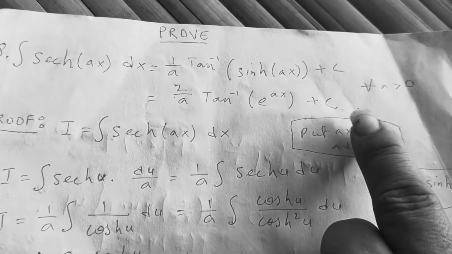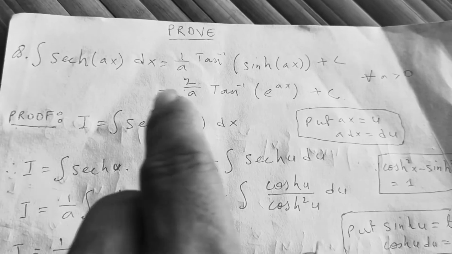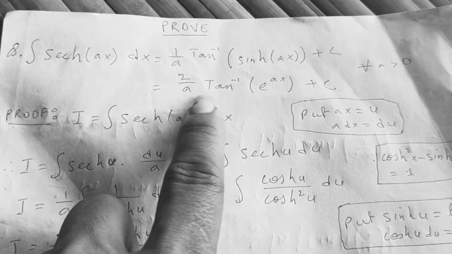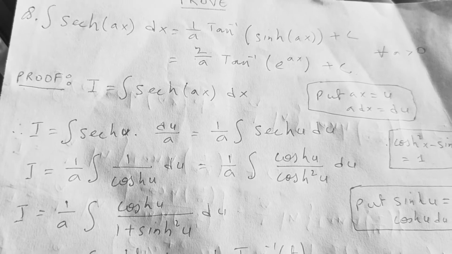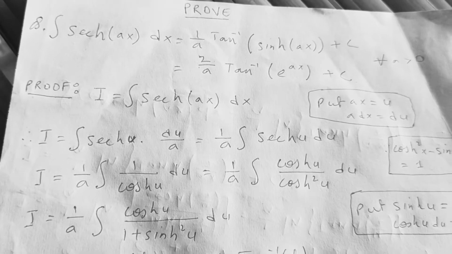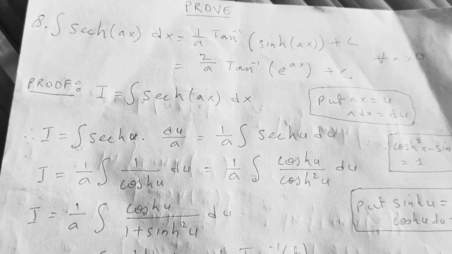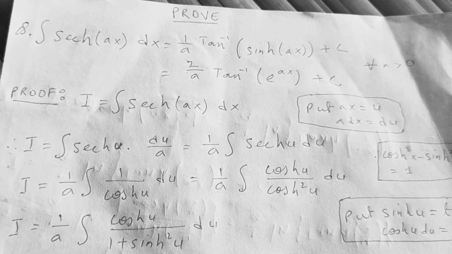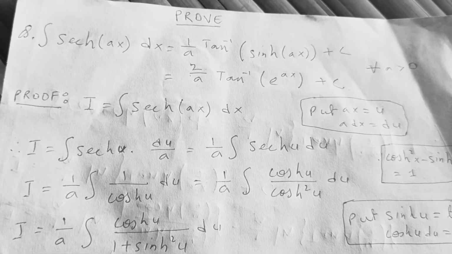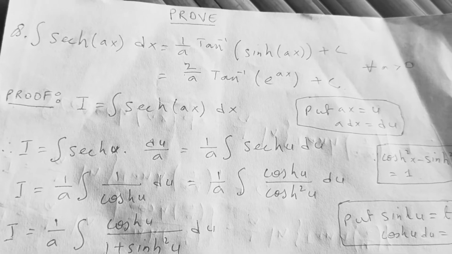Such that we are going to take a greater than 0. If a is equal to 0, then this will be divergent, right? That means our integral does not converge, so that cannot be correct. So in order to prevent that, a must be greater than 0. So let's call our integral I, which is the integral of secant hyperbolic of ax dx.